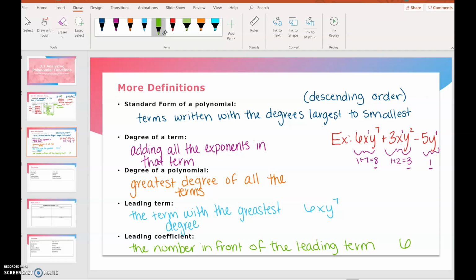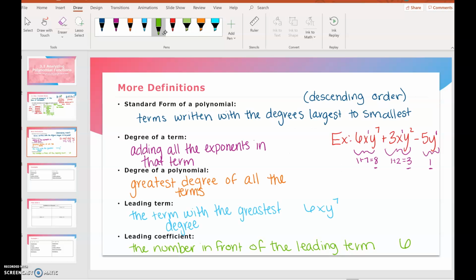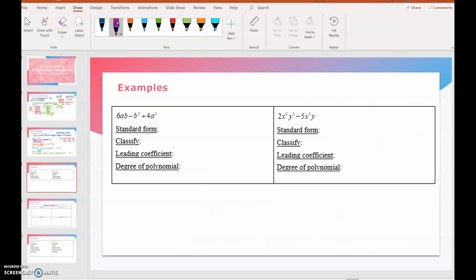Okay, so I'm going to go ahead and end this one. Or actually, I'll do one more slide and then I'll have to do another video for the second part. So let's look at this one here. We want to write it in standard form. So we're first going to identify the degree of each term.